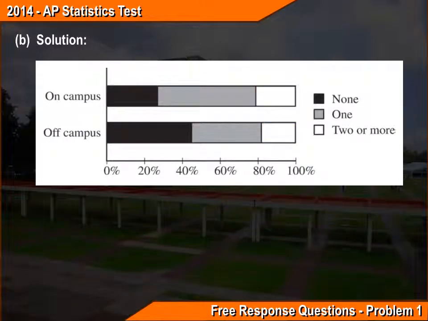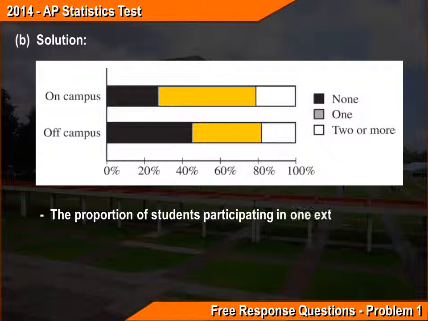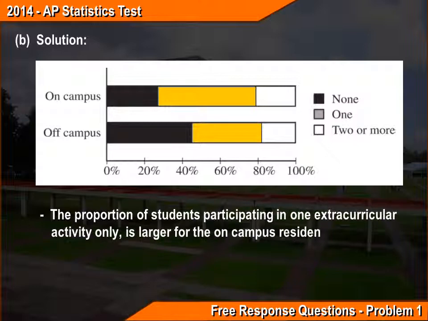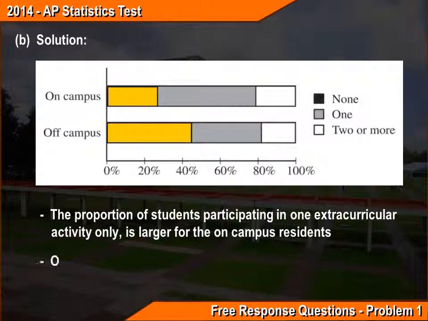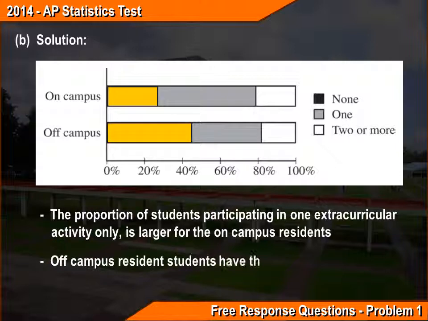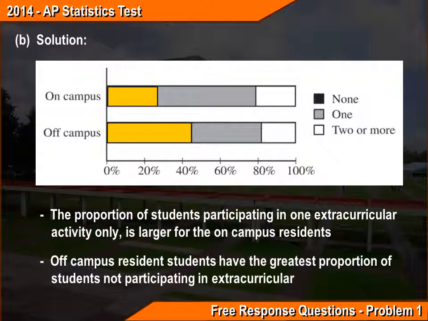Paying attention now to the corresponding section of one activity in the bars, we can see that the portion of students participating in one extracurricular activity only is larger for the on-campus residents. Finally, it's easy to see that off-campus resident students have the greatest proportion of students not participating in extracurricular activities.